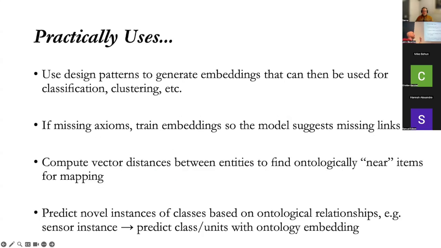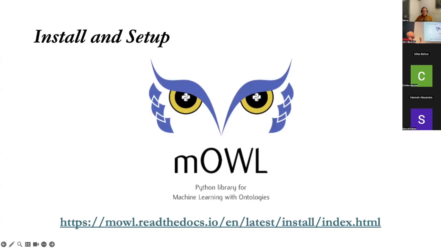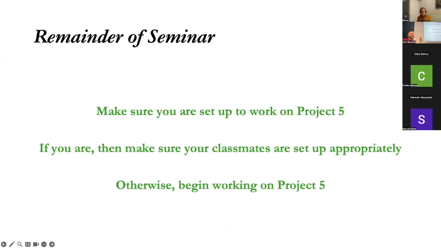There's MOWL, practical uses. MOWL again, if you haven't installed it, make sure you set it up to work on Project 5. If you have, for the rest of the class, make sure the other people have. So if you don't have MOWL set up, you should set it up. If you do have MOWL set up, let's make sure everybody has MOWL set up. Otherwise, get to work. You can see it on the repo. I pushed it last night. I also put the code I used on Colab up there if you want to run it yourself. It's under documentation.